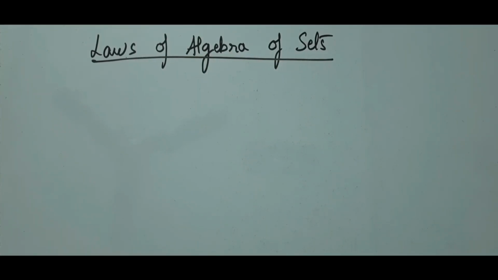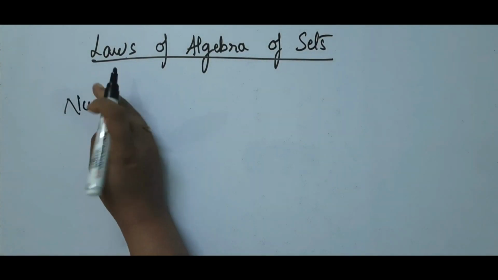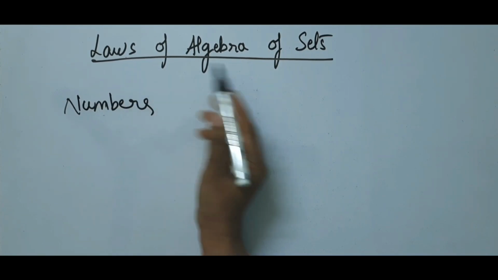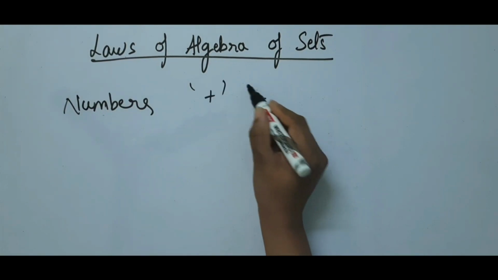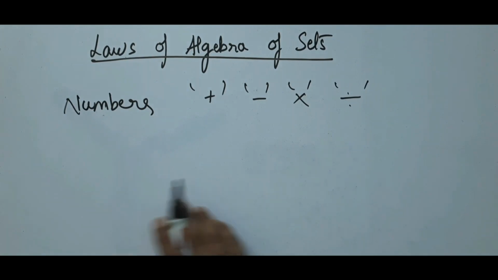Algebra of sets. Usually, in case of numbers, we learn the laws of algebra using the operations plus, minus, multiplication, division. Is it not? We have learned all the laws. That is idempotent law, identity law, commutative law, associative law, distributive law. All the laws using these operations.